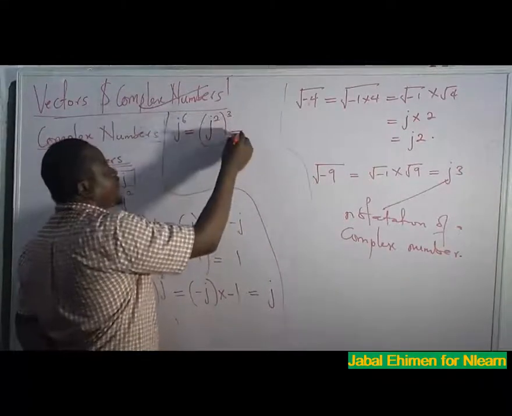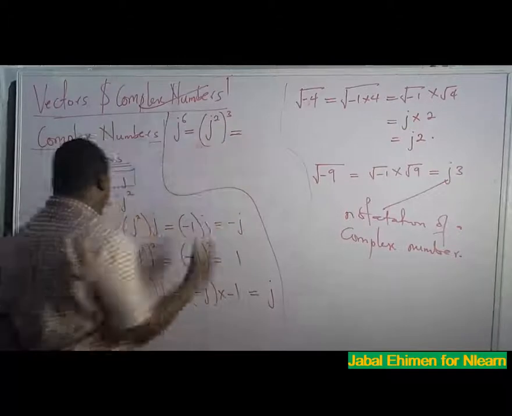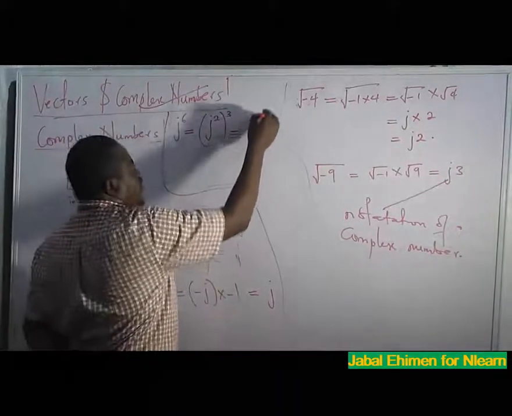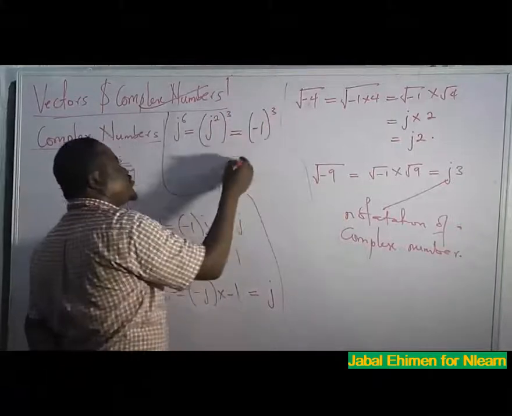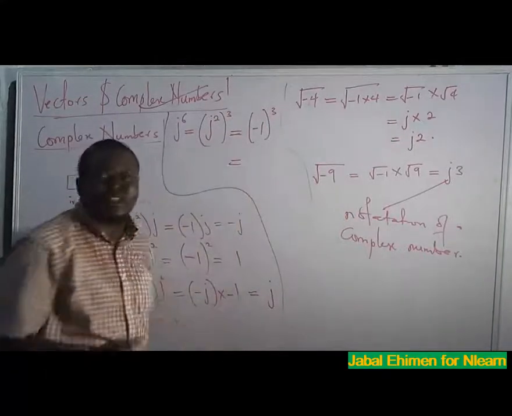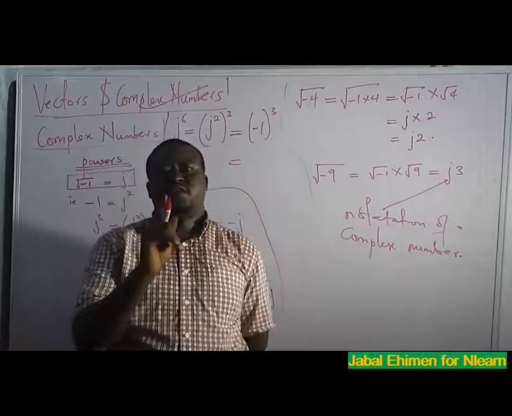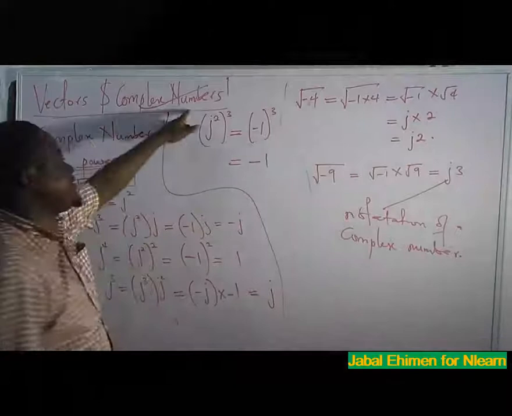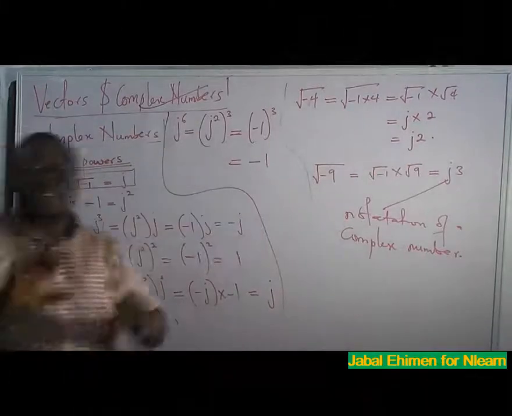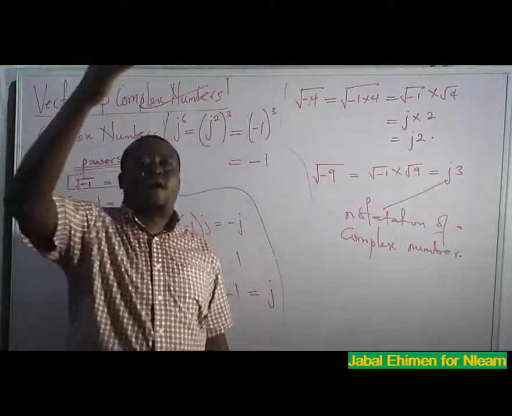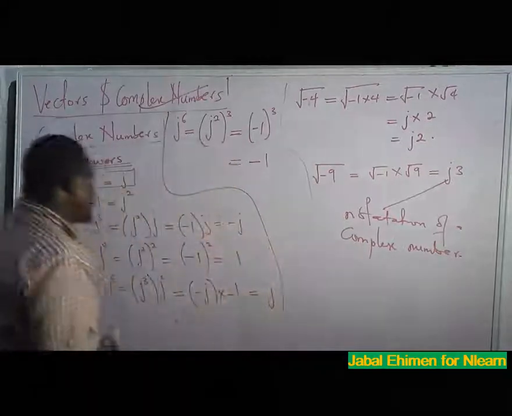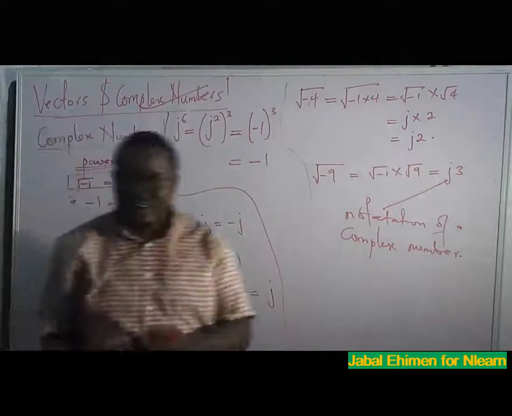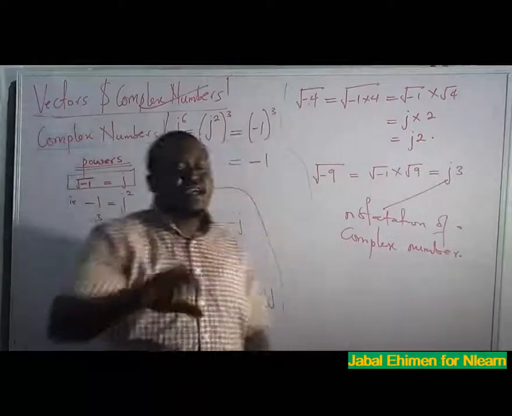So from here, what do I get? I will get j squared, and j squared is minus 1. So it's minus 1 raised to power 3. Minus 1 times minus 1 is plus 1, times another minus 1 becomes minus 1. So remember, j to the power 6 is minus 1. That is the manipulation of power. So you can take your powers from beginning to the end. The only thing you need to know is that minus 1 is j squared. That is the foundation of it. Now we're done with that.